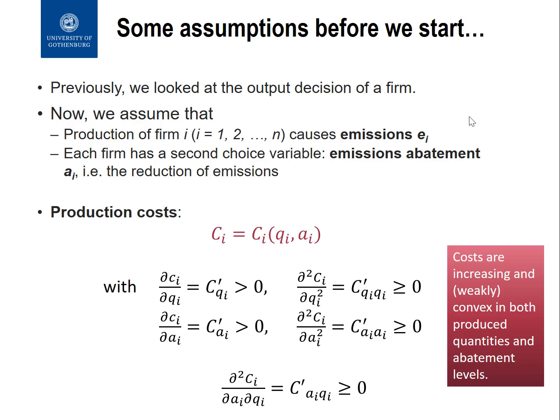What about the cross derivative? We assume that it is equal to or greater than 0. Most probably it is greater than 0, which means that the more output we produce, the more costly abatement becomes for an additional emission reduction. But this depends a lot on the technology which underlies the abatement process. If the cross derivative is 0, that only means that there is no influence of production on the marginal cost of abatement, which is quite restrictive.